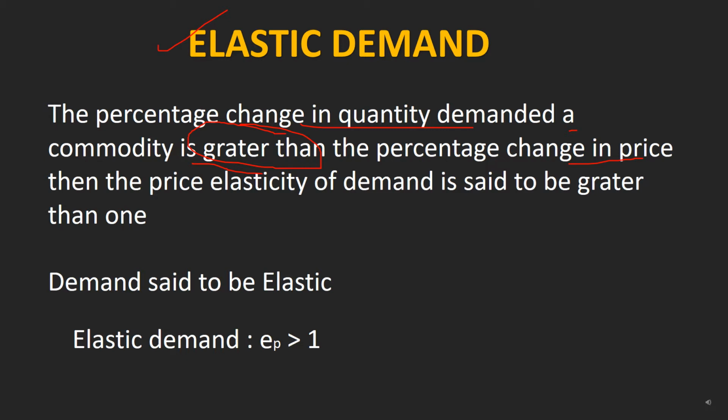And then the price elasticity of demand is said to be greater than 1. So when the percentage change in quantity demanded is greater than the percentage change in price, price changes, but quantity demanded changes more than the price. So that's why it is elastic demand. EP is greater than 1, that is, elasticity of price is greater than 1.